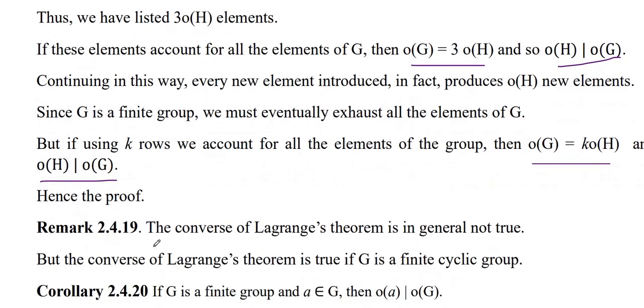Now actually the converse of Lagrange's theorem is in general not true. But the converse of Lagrange's theorem is true if you consider G to be a finite cyclic group. If G is a finite cyclic group, then the converse of Lagrange's theorem is true. Now this Lagrange's theorem has 5 corollaries. So that will be discussed in the next video.